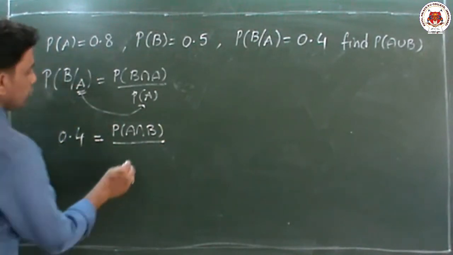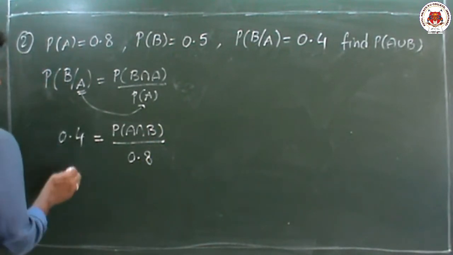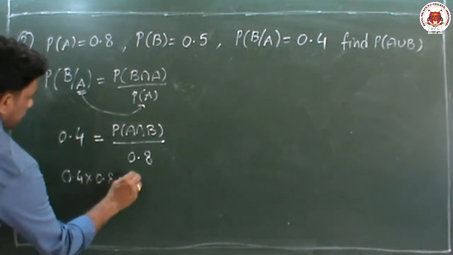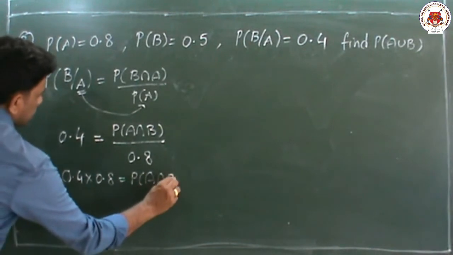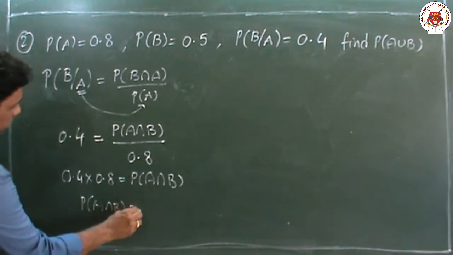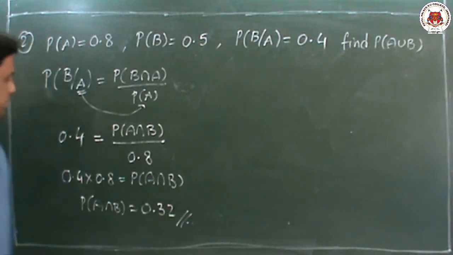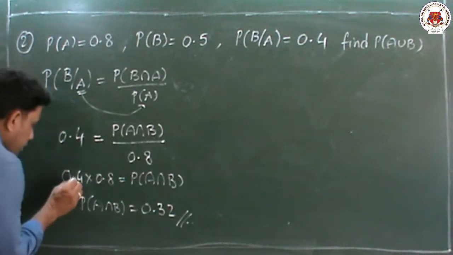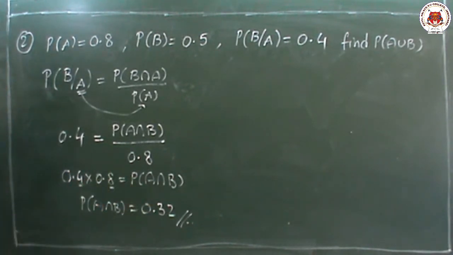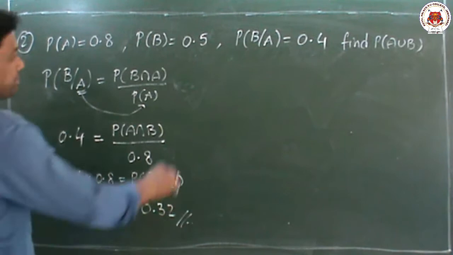But the value of P of A intersection B we don't know. But the value of P of A we know. What is the value of P of A? 0.8. If we do the cross multiplication, then 0.4 into 0.8 equals P of A intersection B. Then P of A intersection B equals 4 8s are 32. That means the answer is 0.32. Why 0.32? Because here after the point there is 1 place, and here also 1 place, so totally it is 2 places. So from this one, I am going to find the A intersection B.